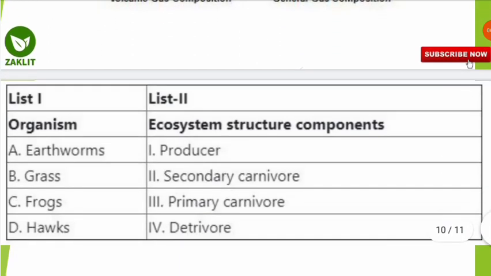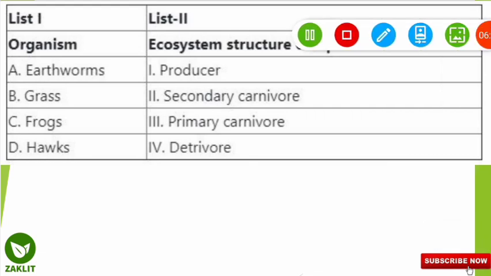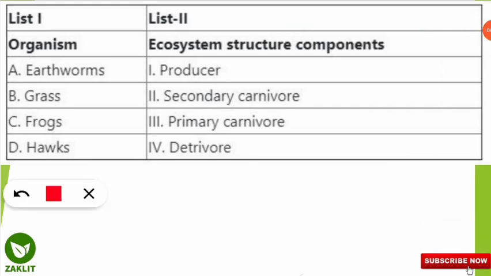Let's move to the next question. Next question, again a match the following. This is a very easy question, even class 7 students can solve this. So here organisms were given in list 1 and ecosystem structure components were given in list 2, starting with the earthworms. Earthworms are the detritivores, everyone knows, it will match with the fourth option. Then grass. Grass is what? Grass is a producer, it is the primary producer.